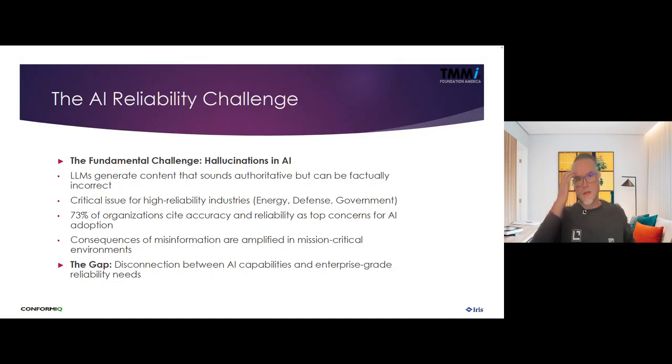On industry impacts, this really explains why 73% of organizations are citing accuracy and reliability as their top concern for AI adoption, and rightfully so. In mission critical environments, the consequences of misinformation aren't just inconvenient, they can be dangerous, catastrophic in many instances, and deadly, depending on the application. So, for context, in the energy industry, decisions based on incorrect data can impact millions in infrastructure investments and your overall profitability. In defense, inaccurate intelligence can really compromise mission success and put lives at risk.